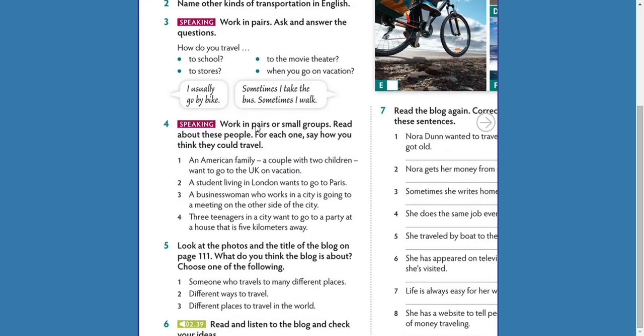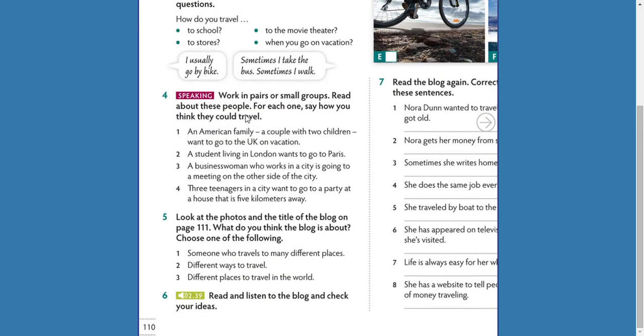Let's continue with speaking. This part says work with a partner, work in pairs or small groups. Read about these people. For each one, say how you think they could travel. For example, here we have four examples of different kinds of people. And tell the class how they travel.